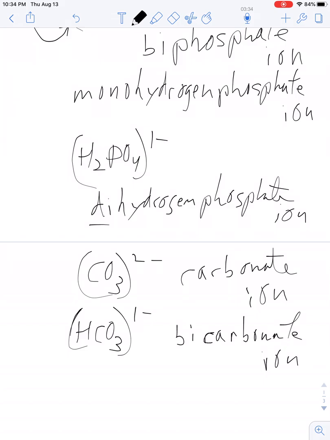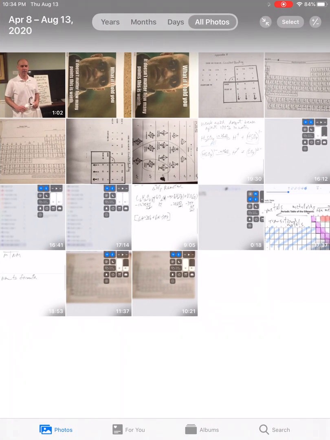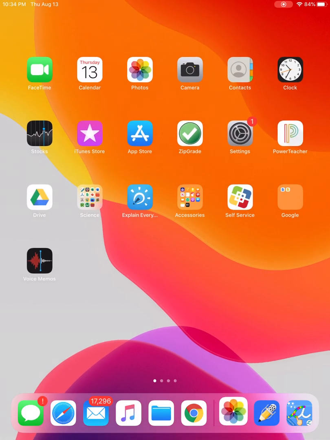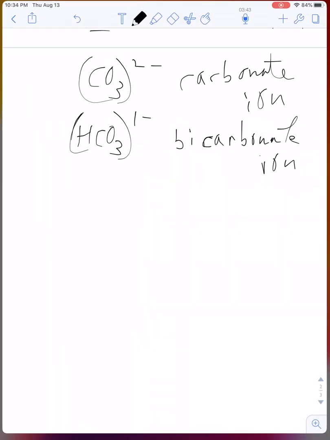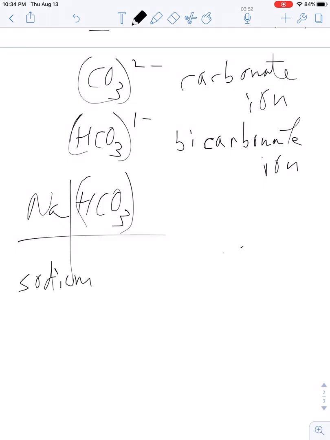So let's now do an example of naming. So what if I had this? Oh boy. What if you had this? Well, you name the Na, that's sodium. HCO3 would be bicarbonate. Okay? It's not an ion because it's bonded to something. It's bonded to the sodium. So I've got sodium bicarbonate. That's also known as baking soda, sodium bicarbonate.